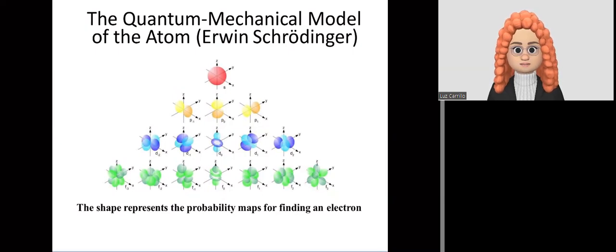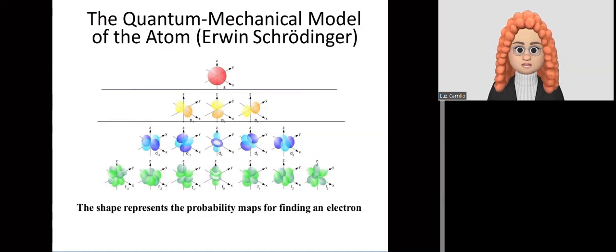You can observe that these different probability maps are designated here and that they have different shapes. I'm going to divide them and separate them using a line. And these probability maps are described by a single letter. So the first probability map that Schrödinger defined is called the s orbital or probability map. The next one is the p orbital. The next one is the d orbital. And lastly, the f orbital.